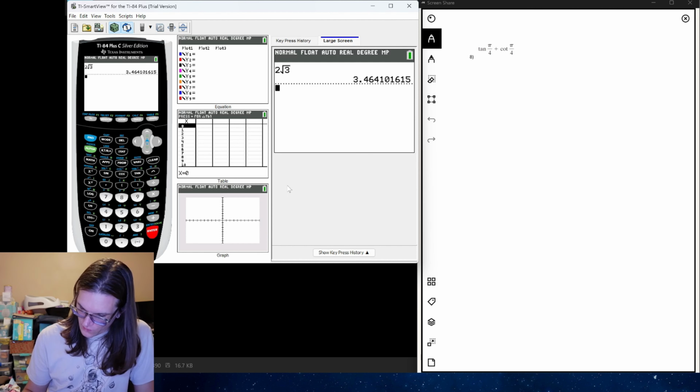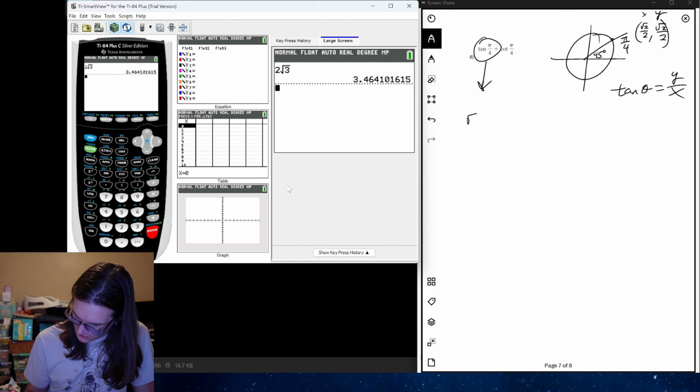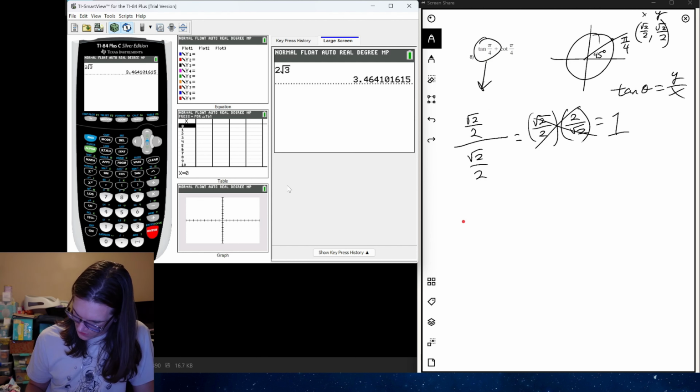And then we have one more. It wants us to find what the exact value of this is quickly. Tan of pi over 4 is 45 degrees, pi over 4. The coordinates are root 2 over 2, root 2 over 2. Tangent is y over x. So we have x and y. Then that means this is y over x. So that's root 2 over 2 over root 2 over 2, which is the same as root 2 over 2 times 2 over root 2, which is the same as 1. So tangent of pi over 4 is 1.